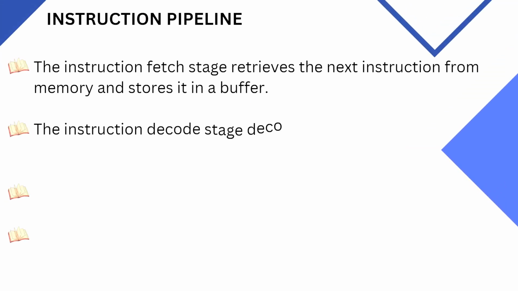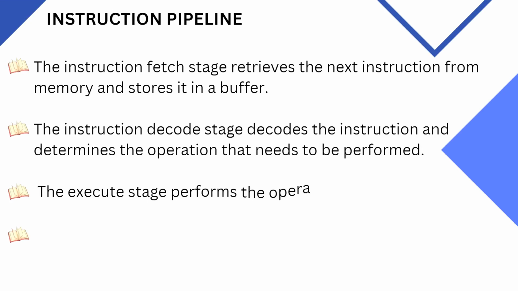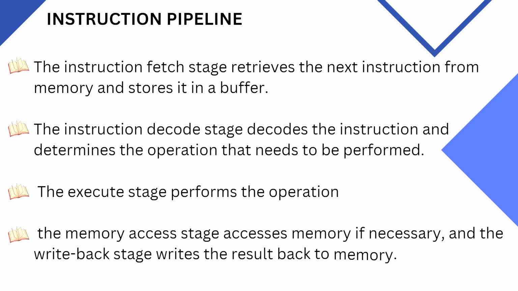The instruction fetch stage retrieves the next instruction from memory and stores it in a buffer. The instruction decode stage decodes the instruction and determines the operation that needs to be performed. The execute stage performs the operation. The memory access stage accesses the memory if necessary, and the write back stage writes the result back to memory.